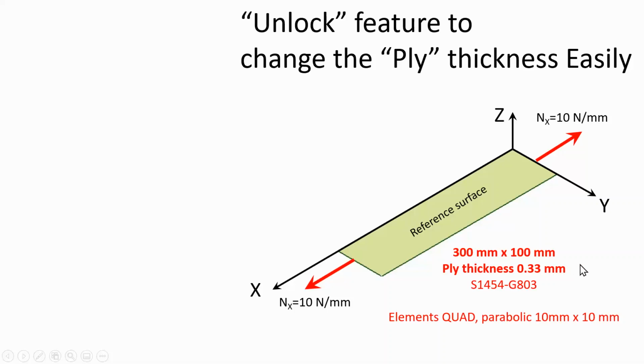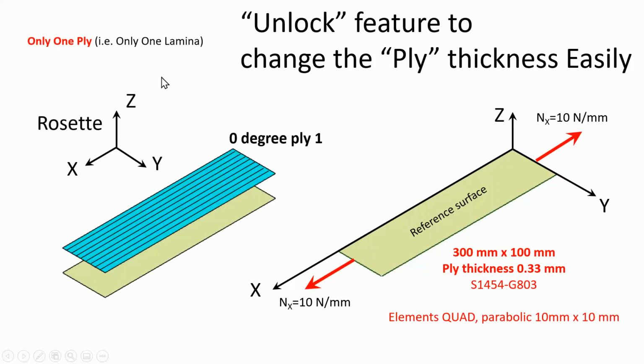Later on, I'm going to come back and change this 0.33 to 0.66 millimeter, based on unlocking the feature, and show you that the results are going to agree with the original calculation, because the stiffness is going to double. You double the thickness, the stiffness doubles, and the strain and stress are reduced to half. To make things easy, I make only one ply at 0 degrees.